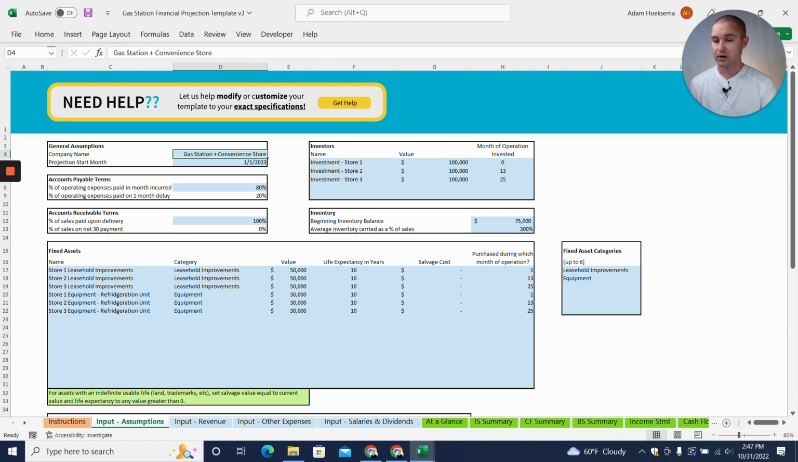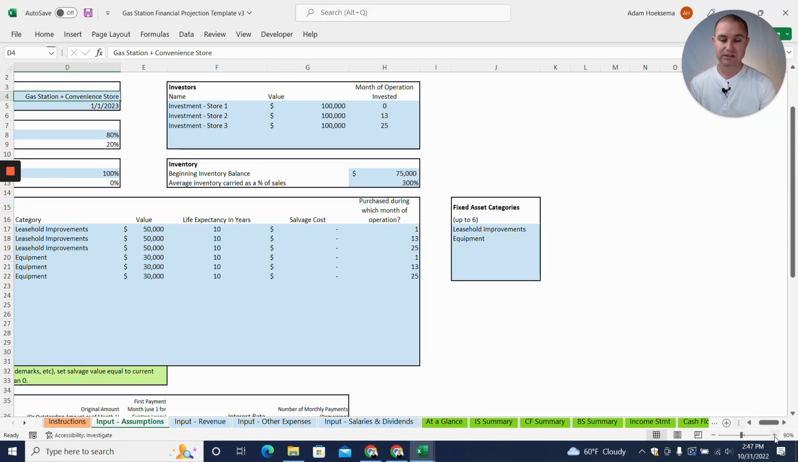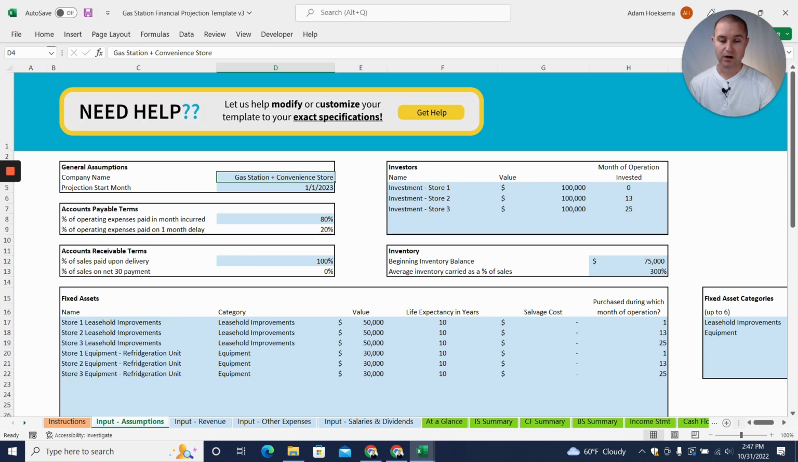But we have a bit of work to do to get to that point, so we need to jump over to our Input Assumptions tab. I'll show you how to fill this out. The first thing you need to know is that any cell that's highlighted in blue is an assumption cell that you can change. We've got our gas station and convenience store model here.